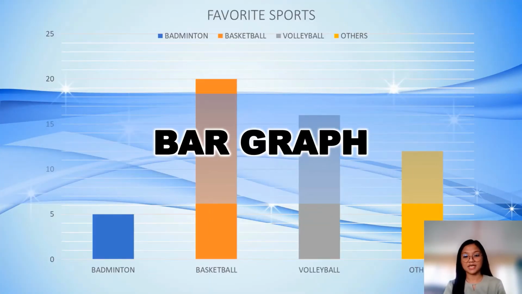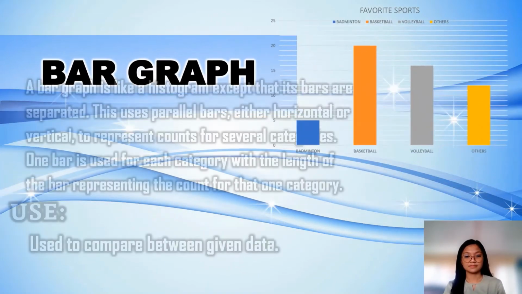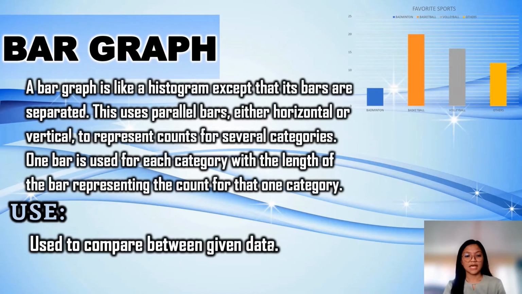The second graph is the bar graph. A bar graph is like a histogram, except that its bars are separated. This uses parallel bars, either horizontal or vertical, to represent counts for each of several categories. One bar is used for each category, with the length of the bar representing the count for that category. Bar graph is used to compare given data.